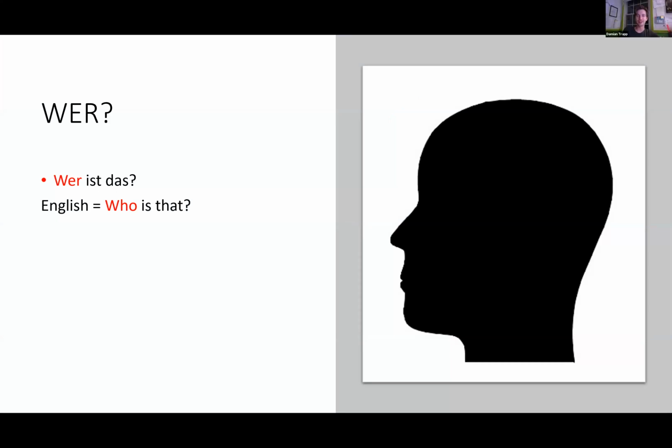So, yeah. First of all, we have wer. That would be who. Wer ist das? I'm going to put ist das after all of these words, and you'll be able to know what kind of sentence it is then, how that question works. So wer ist das? Who is that?